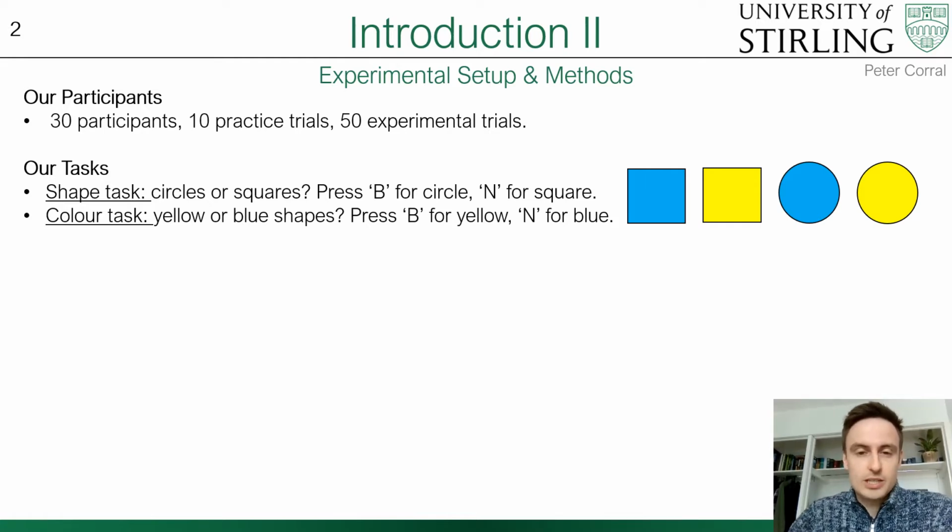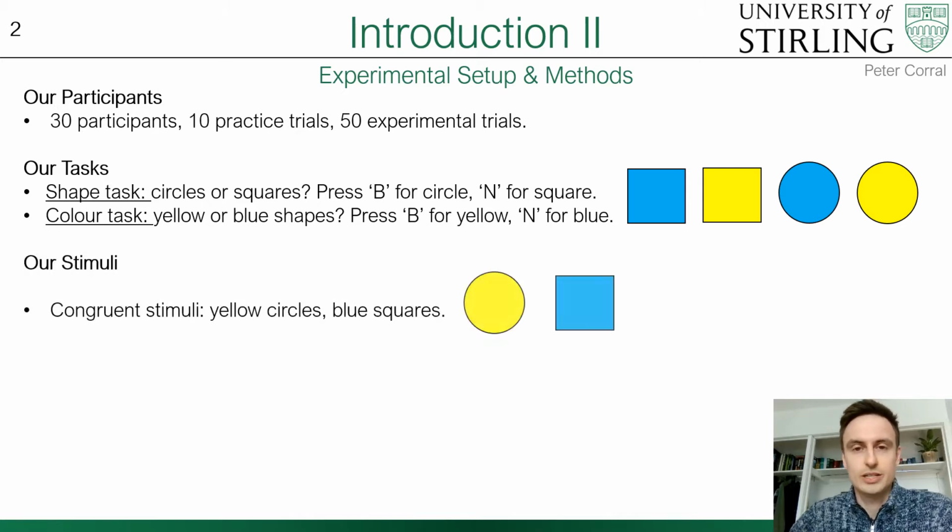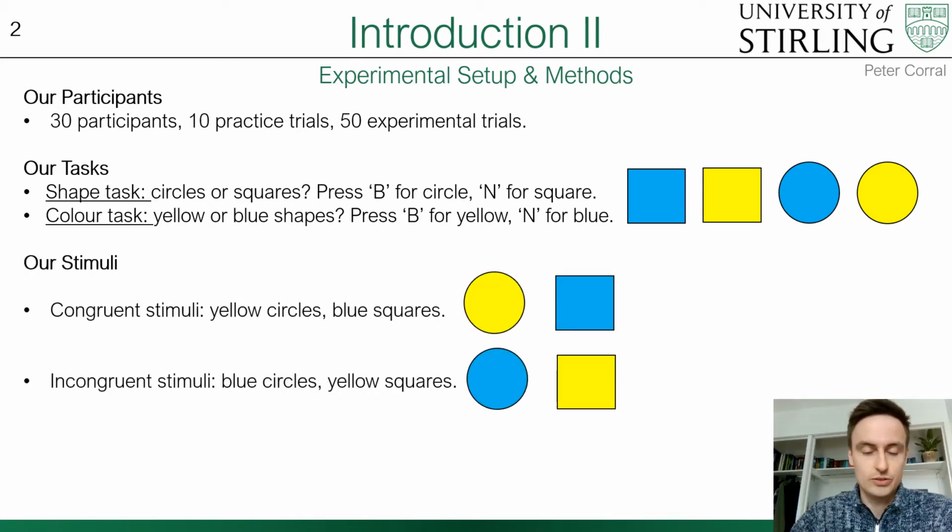In the shape task, participants had to press N on a keyboard when they saw a square, or B when they saw a circle. And in the colour task, they had to press N when they saw a blue shape, or B when they saw a yellow shape. A further layer of complexity was created by the congruency of the stimuli in the two tasks. Congruent stimuli are those that have a combination of shape and colour that require pressing the same button in the two tasks. So that would be yellow circles and blue squares.